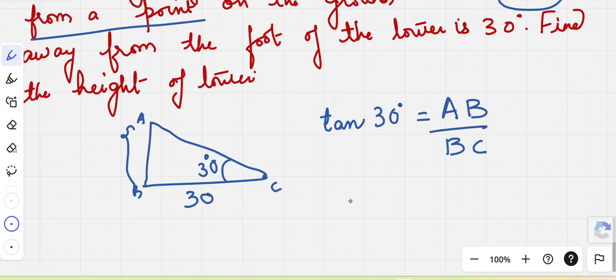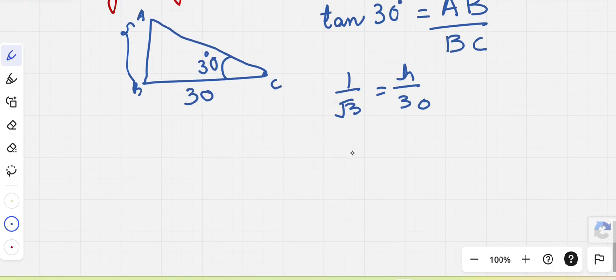How much is tan 30? 1 by root 3. Write it down. 1 by root 3 equal to h by 30, isn't it? So now 30 comes here.